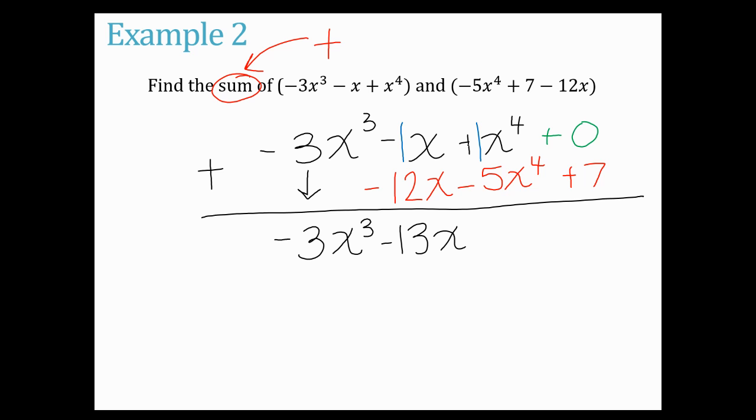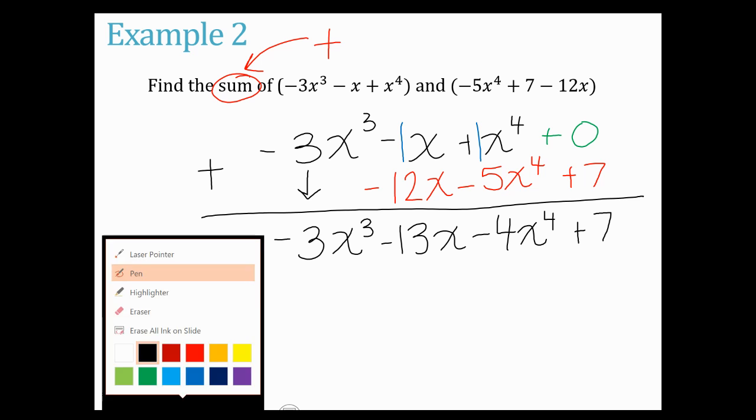Now you have a positive 1x to the fourth plus negative 5x to the fourth. Different signs subtract, so you're going to get negative 4x to the fourth. And then 0 plus 7 is just going to give us 7. Now, same two questions. Are there any like terms? No. Is it in standard form? No. We have to rewrite it so it's in standard form.